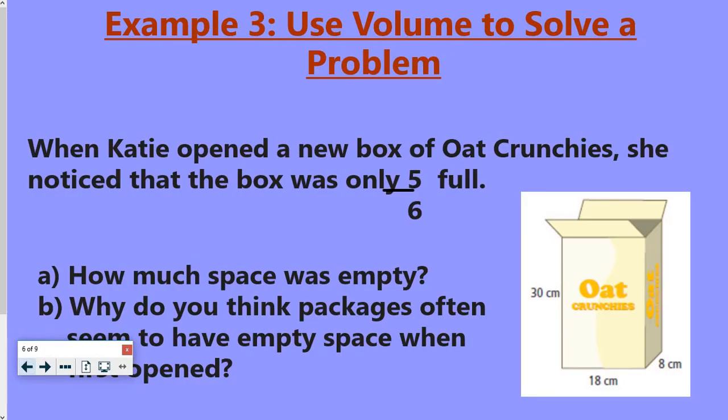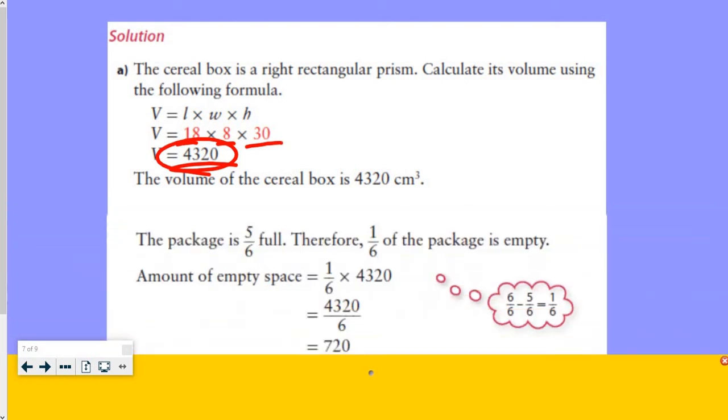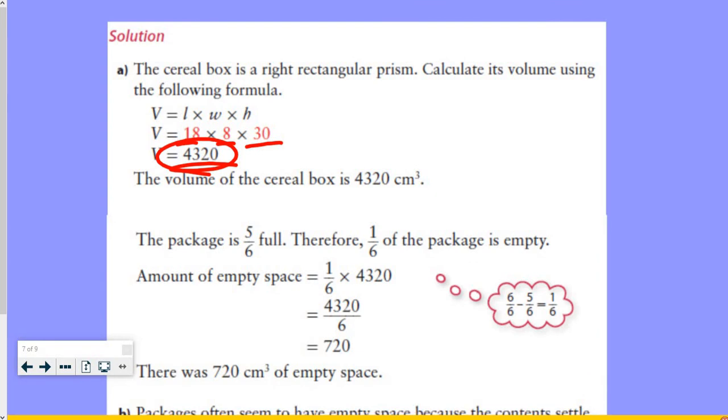So when we go back, we know that it's 30, 18, and 8. We multiply that all together, and we get 4,320. So the volume of the box is 4,320. The package is 5/6 full, therefore 1/6 is empty, because we're trying to find out how much is empty. So 1/6 times 4,320 divided by 6 equals 720.